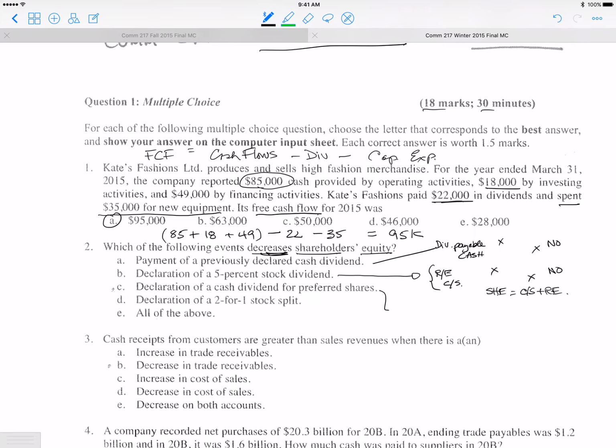Declaration of a cash dividend for preferred shares. What is the entry we would make for this? We would either debit dividends or retained earnings, and we would credit dividend payable. Okay, so yes, this would decrease shareholders' equity, because you can see there's a debit right here to dividends or retained earnings, which is in effect a decrease to shareholders' equity. Declaration of a 2-for-1 stock split, there's no entry here. The effect of a stock split is that it reduces the market value of the shares. Okay, so the correct answer to this would be C.